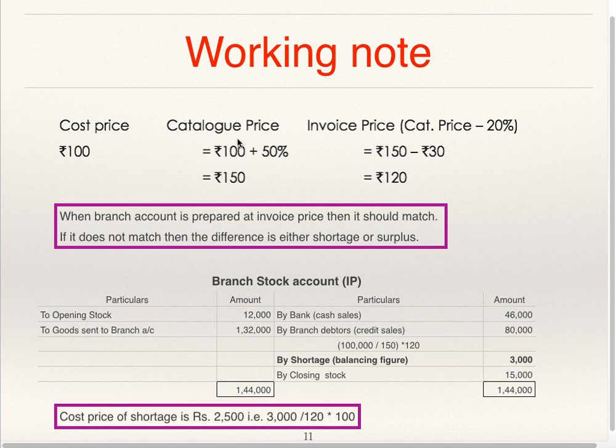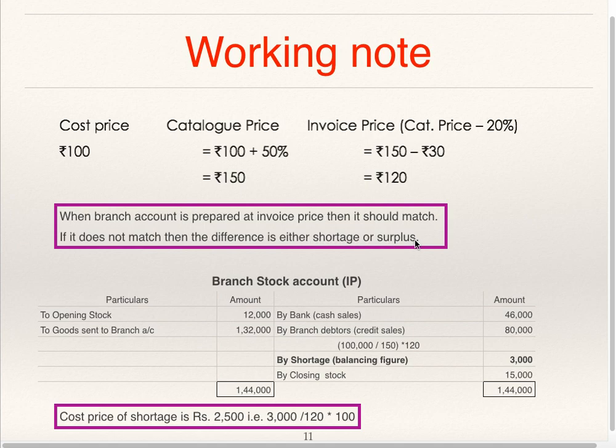Cost price is 100. Catalog price is cost plus 50%, that is 150. Invoice price is catalog price minus 20%: 150 minus 20% of 150, which is 30, gives 120. Cost price is 100, catalog price is 150 and invoice price is 120. When branch account is prepared at invoice price, then it should match. Debit should be equal to credit.